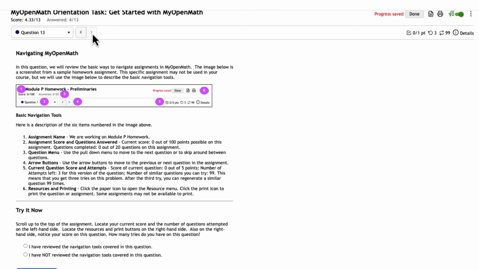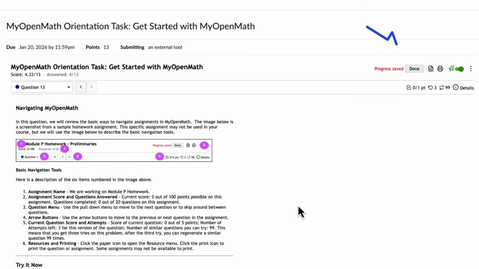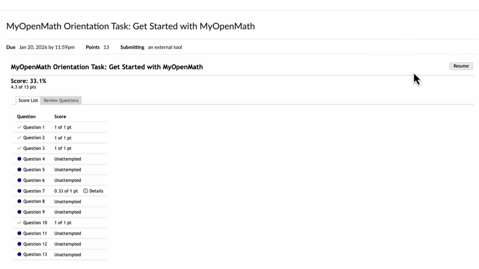Continue to work through all of the problems on the assignment. If you need to pause and return later, press the done button toward the upper right-hand side. You can return later and click resume to restart this assignment.